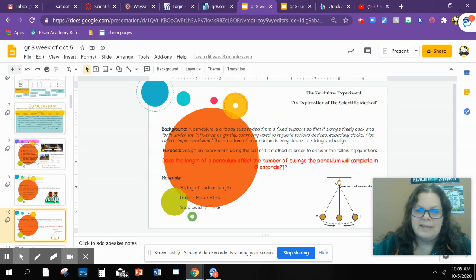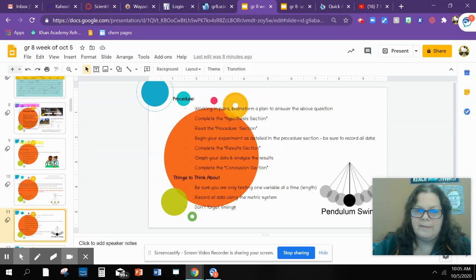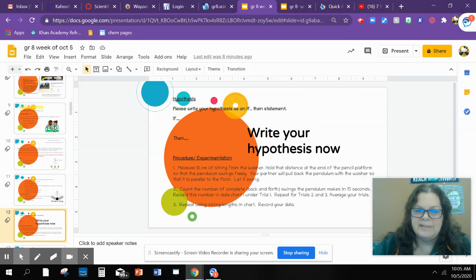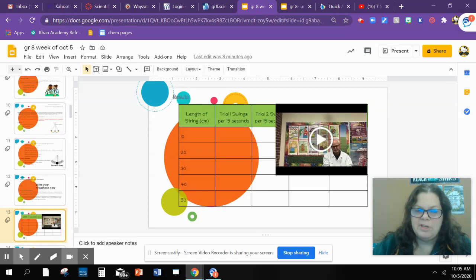The purpose is to design an experiment, and the question we're investigating is, does the length of a pendulum affect the number of swings it will complete? Procedure: writing a hypothesis, and then watching a video together of the experiment. Please pause this video and go back to YouTube and watch the pendulum lab at this time. It's about 12 minutes in length.